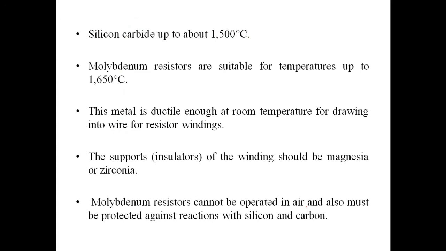So let's have a look at the operating temperature of those elements. Silicon carbide can be operated up to about 1500 degrees Celsius. Molybdenum resistors are suitable up to 1650 degrees Celsius. This metal is very ductile, and it can be easily converted into different shapes at room temperature itself. So molybdenum has the advantage of being a good ductile material.